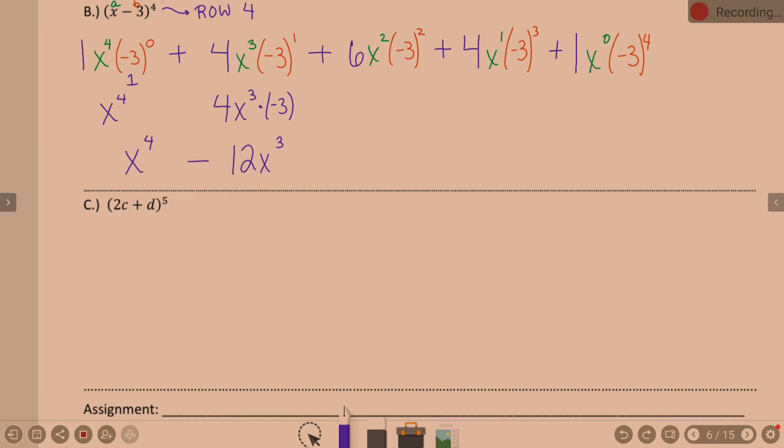Next term, I've got 6x squared times, what is negative 3 to the second? 9. Negative 3 times negative 3 is going to be positive 9. So 6x squared times 9 is going to become 54x squared.